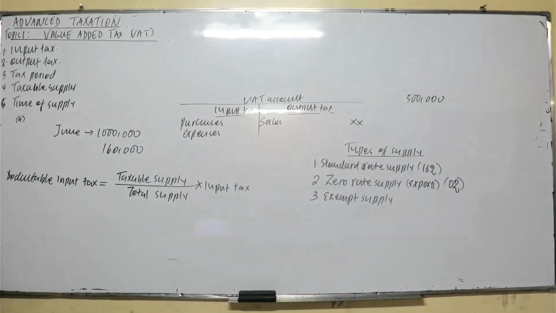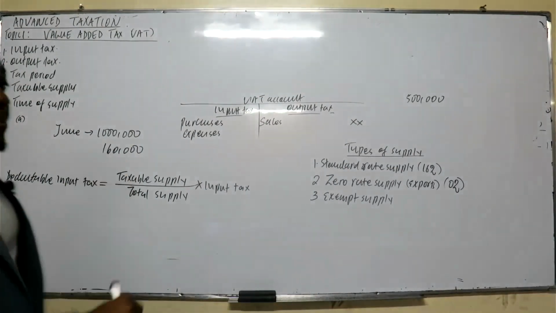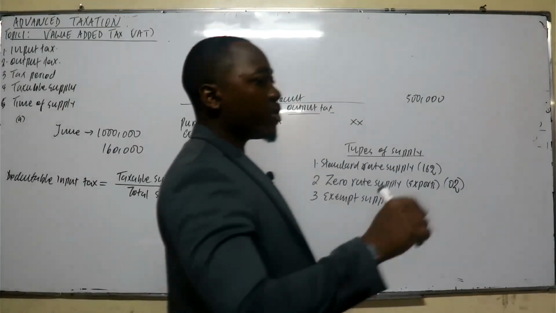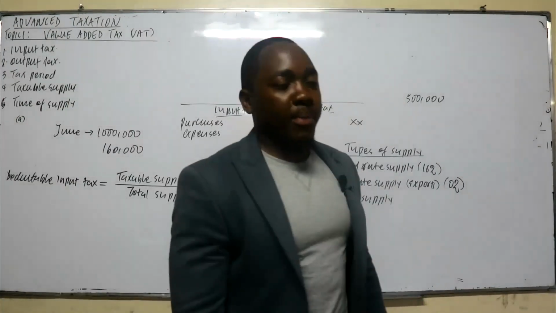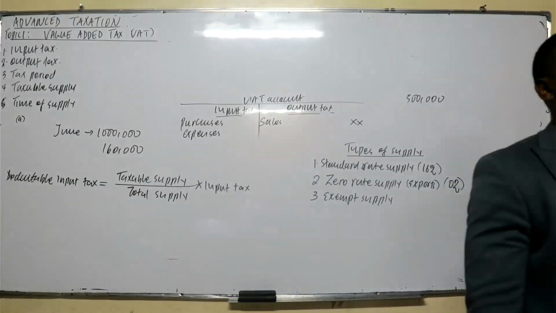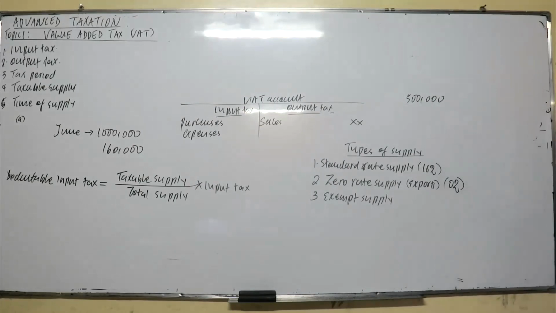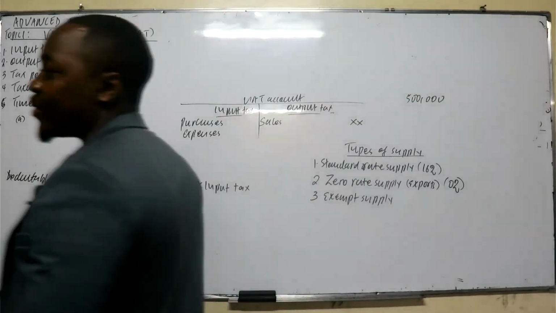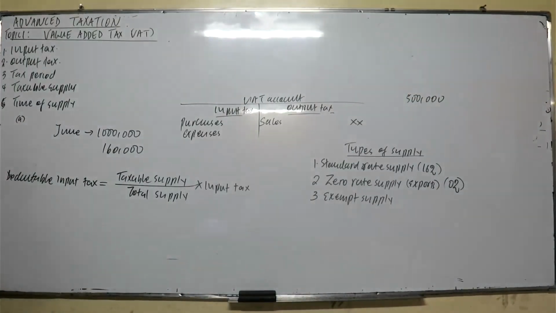Another one. Private garbage collection is vatable. But if it's provided by the government, just like county government, because that's something which is devolved, and it's collected by the county government, it's not vatable.